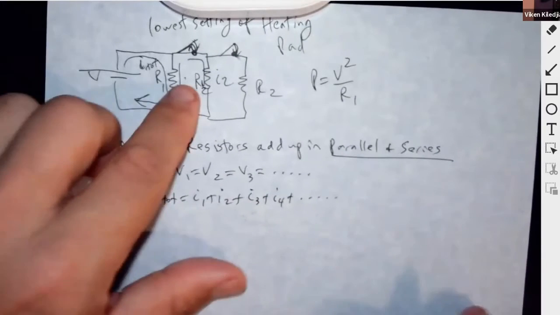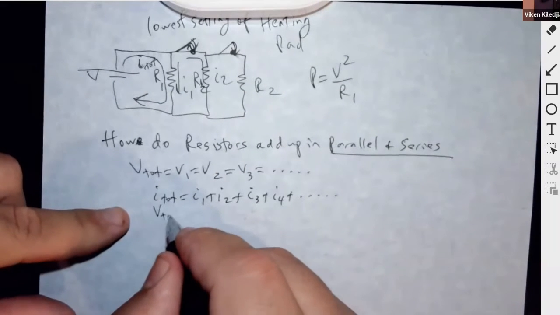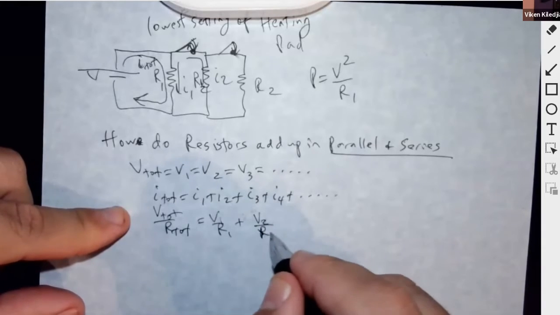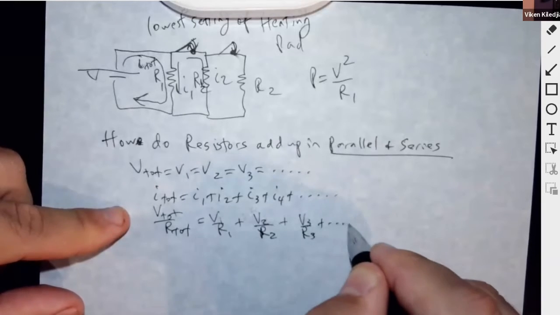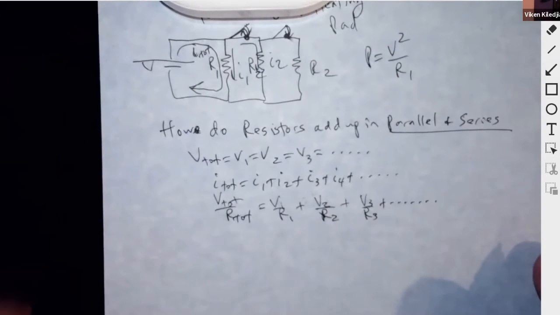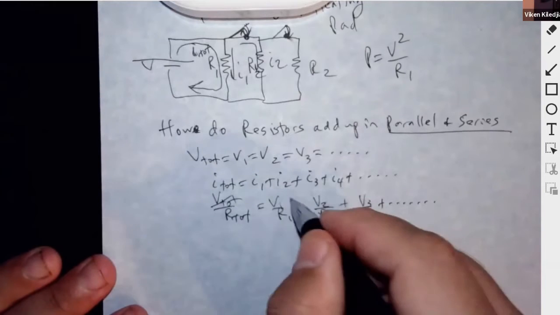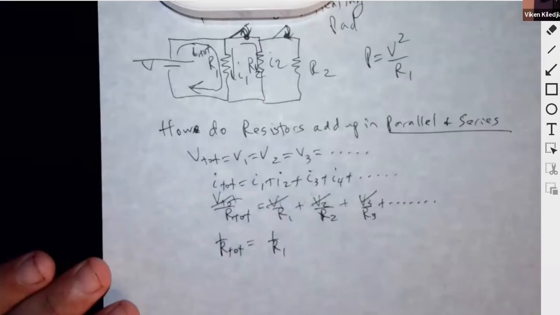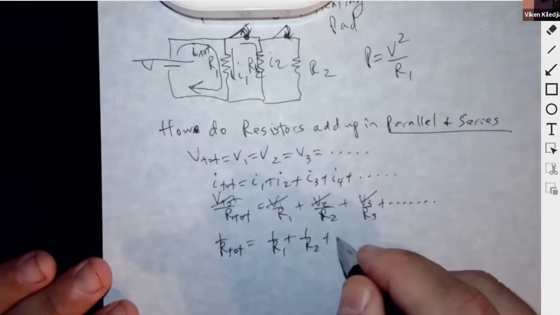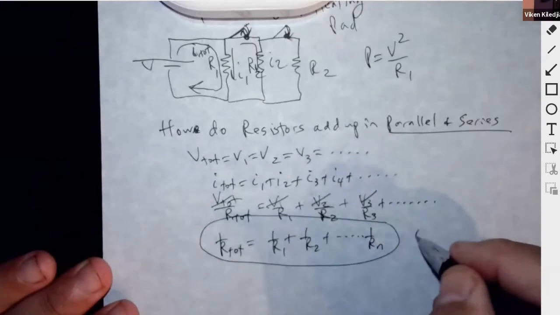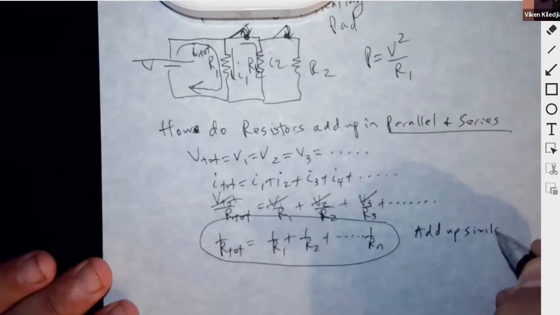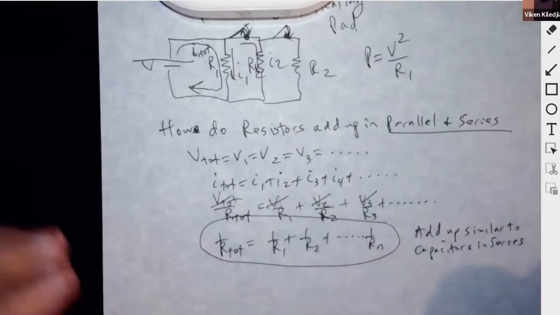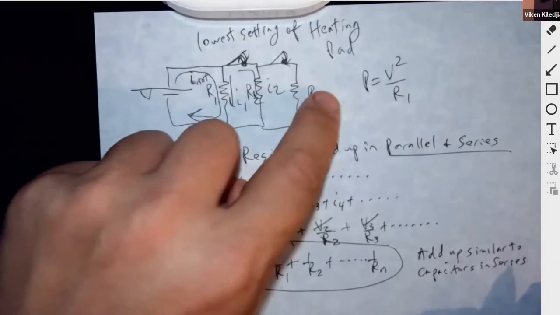Right? The more resistors you engage. So then you're gonna say I total is V total over R total. I1 is V1 over R1. I2 is V2 over R2. V3 over R3. Okay. And then you're going to argue that the voltages are the same. And there you have it. So resistors in parallel add up similar to capacitors in series. So then what happens here, if all three resistors are the same, if all three wires have the same length?